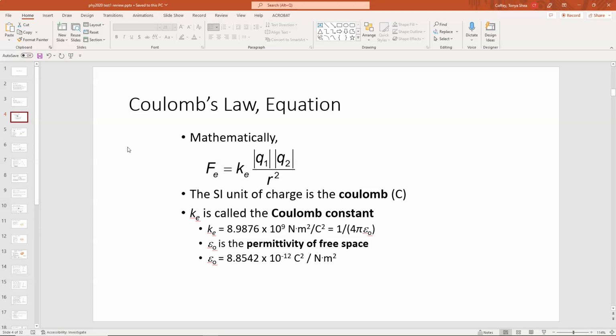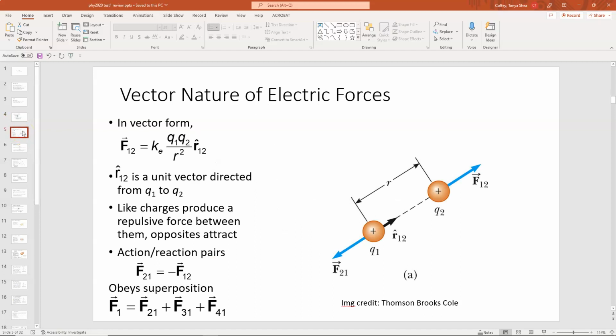The magnitude of the Coulomb's law force is then k q1 q2 over r squared. k is the constant, q1 and q2 are the magnitudes of the first and second charges respectively, and r is the center-to-center distance between those charges. Of course, Coulomb's law gives the force between two point charges. And in vector form, the force will point along the line that connects the two charges.